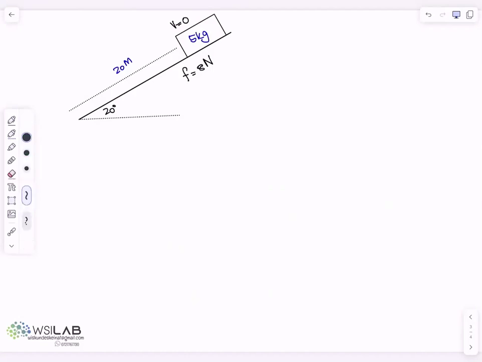I just want to change one of the things. 20 meters and 20 degrees is a little bit ambiguous. So let's just say it's actually just sliding down 10 meters. So the distance it's going to slide down is 10 meters, and it's at a 20-degree angle.